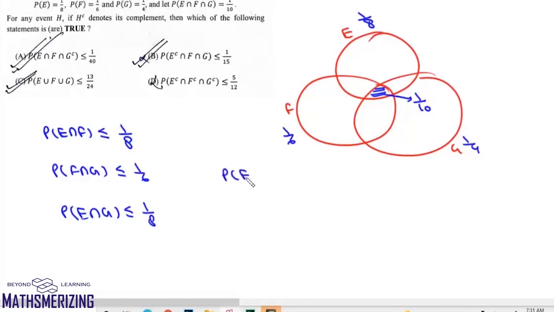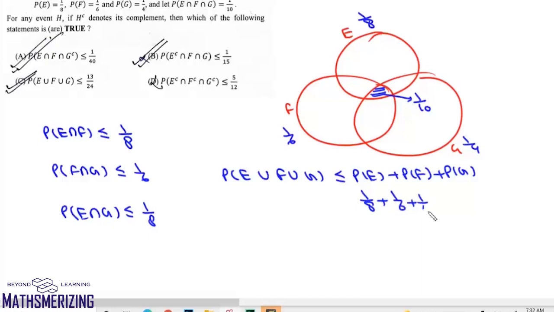Now if we look at probability of E union F union G, we know that this probability will always be less than or equal to probability of E plus probability of F plus probability of G. Now probability of E is 1 by 8, F is 1 by 6, and this is 1 by 4. The common denominator is 24, with numerators 3, 4 and 6. So it will be simply 13 by 24. So this probability of E union F union G is less than or equal to 13 by 24, and that's your option C.